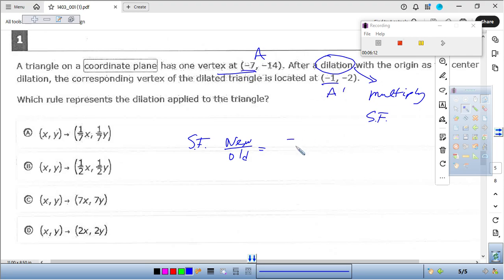And I'm going to go to the -1, which is the new one, over the old one, a -7. Put that in the calculator. You should see it's just 1/7. So which one's multiplied by 1/7? And there it is.